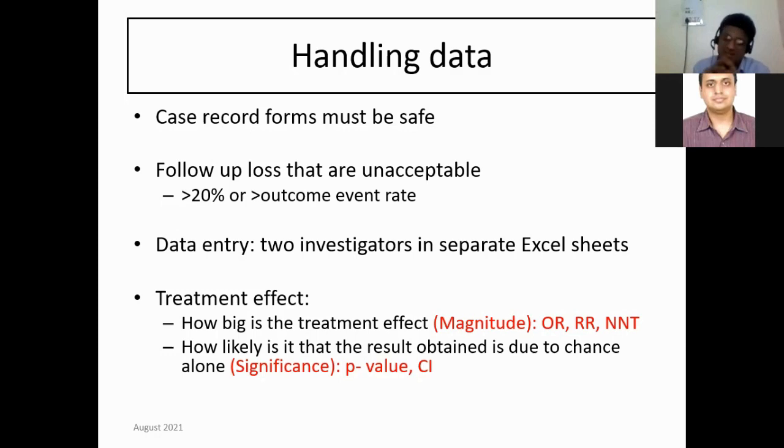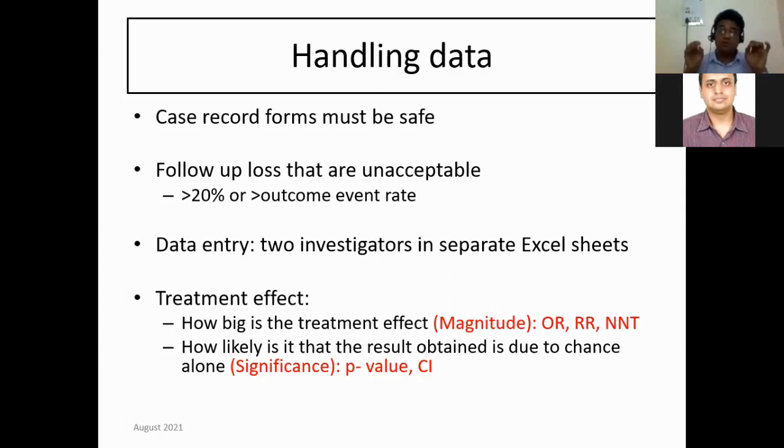Generally, people also say that more than 20% of follow-up losses are very unacceptable. So don't expect that, once the follow-up loss is up to 30%, somebody is going to say, oh, please welcome, your study is very robust. They might probably just reject the study design. You might have to state this as a limitation.